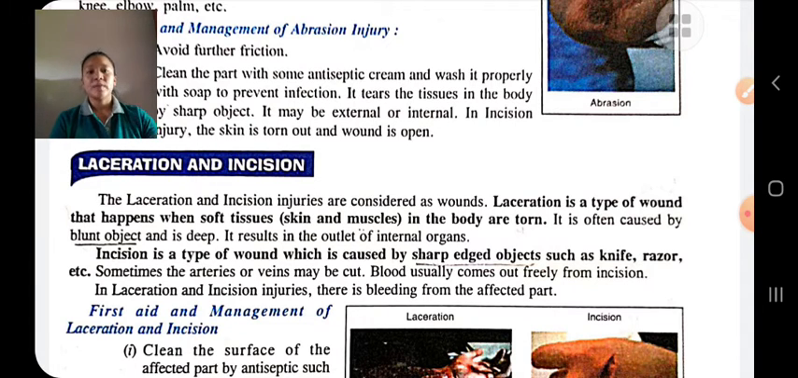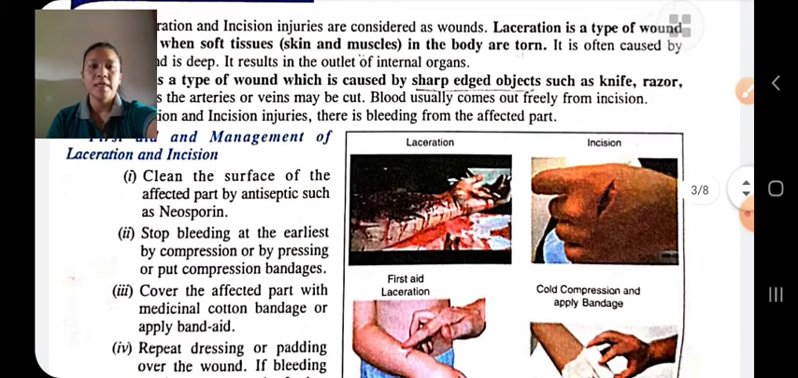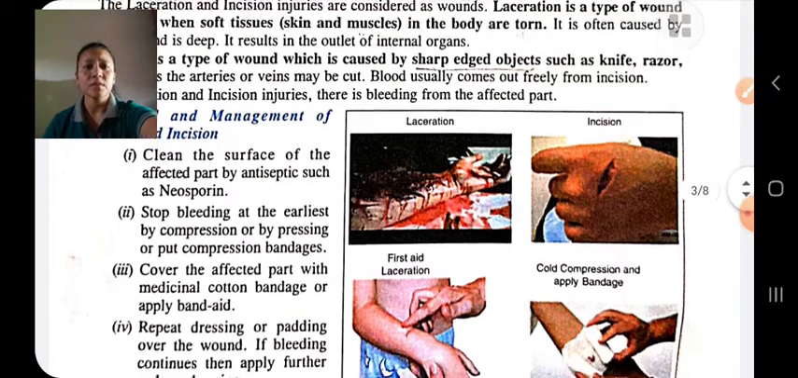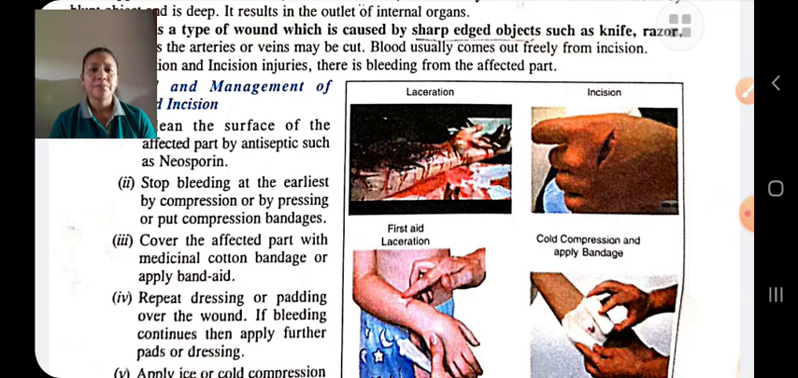First aid and management technique. First, clean the surface with some antiseptic like Dettol. After that, stop bleeding at the earliest by compression, by pressing, or by putting a compression bandage to stop the bleeding. After that, cover the affected part with a medicinal cotton bandage or apply a bandage.